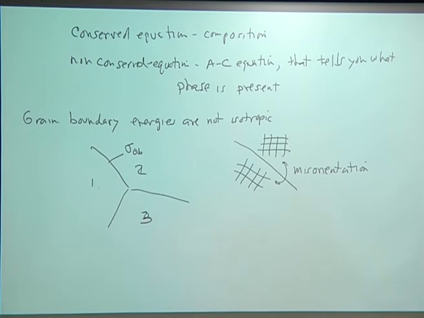It also depends upon the orientation of the boundary, the normal to the boundary. So if I fix these two misorientations, the energy of the boundary will also depend upon where I place the boundary if I fix those two lattices, right? And so it depends upon the normal to the boundary as well.